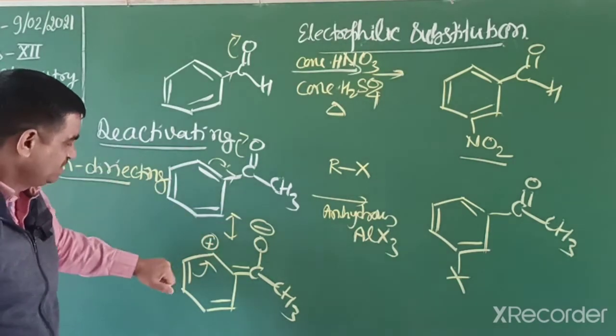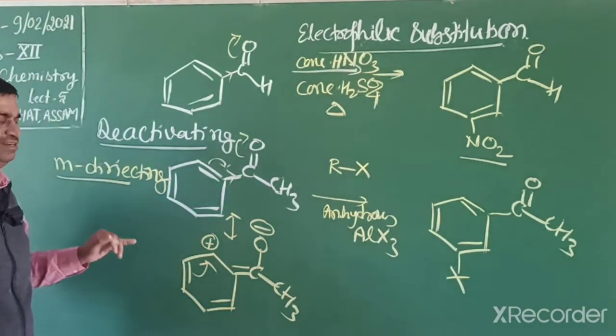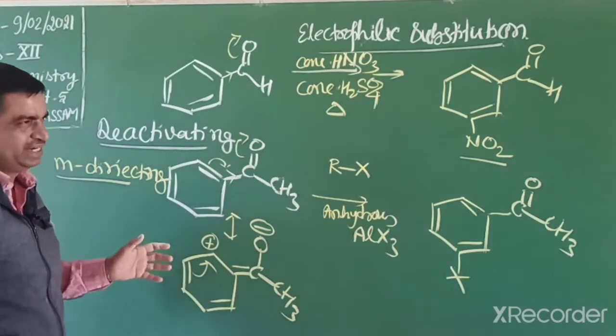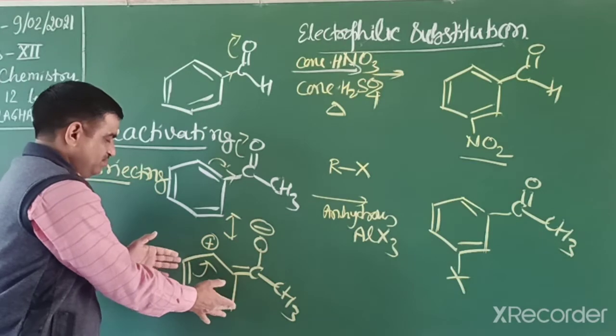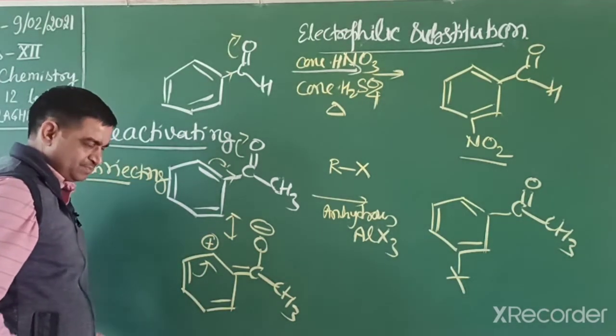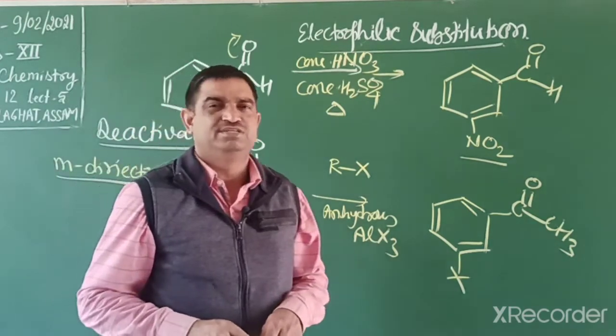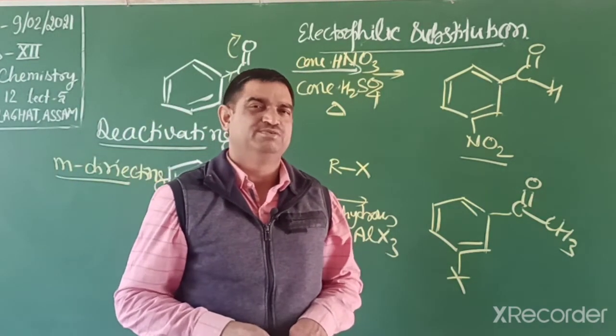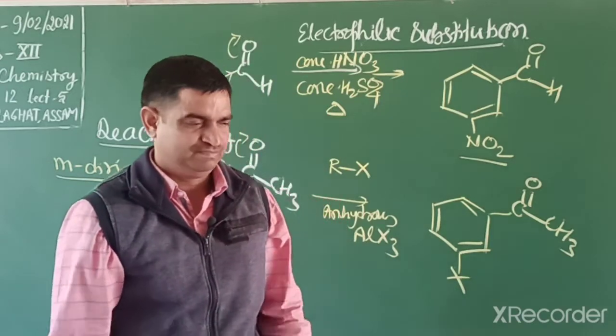You can see its resonance structure: ortho and para have positive charge, and meta has neither positive nor negative, so slightly more electron density is available at the meta position. Students, in this way our carbonyl compound reactions are almost complete. Now we solve some numericals given in your NCERT book.